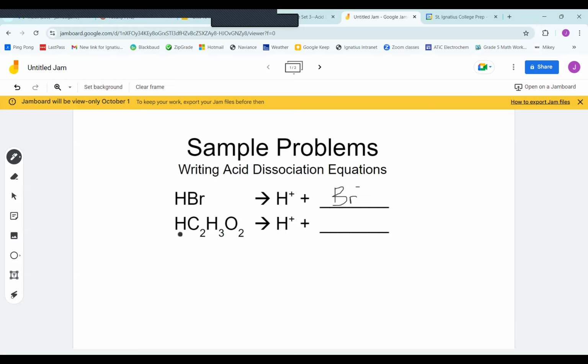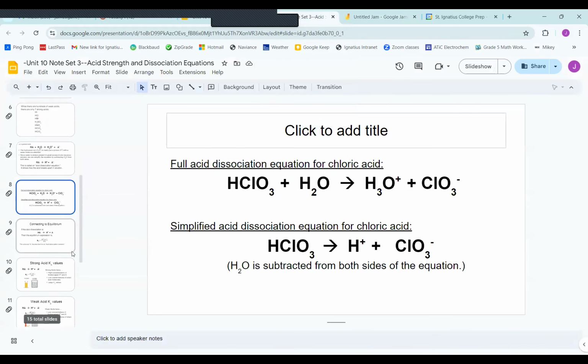How about this one? HC2H3O2, that's called acetic acid. If it yields a proton, what's left? I'm simply going to rewrite this big scary acid, but without the H in front. I'd be left with C2H3O2. What about the charge? It was neutral to begin with, and when it kicked off a proton, it got rid of one unit of charge, so its charge went down. It's now a -1 charge. Okay. Charge is important.